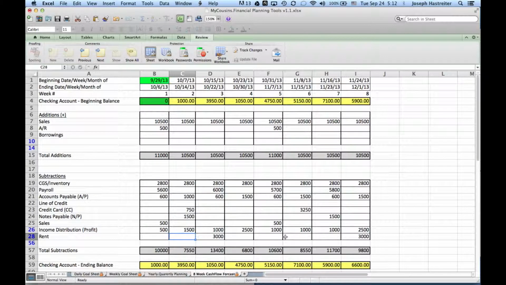If for some reason you wanted a different cushion in your checking account, a different number, these cells are all formatted based on 1,000, but that's something that we could easily do for you if you wanted it to be a different number.